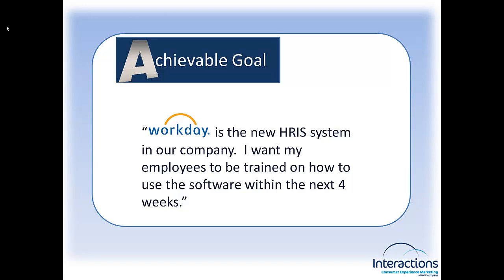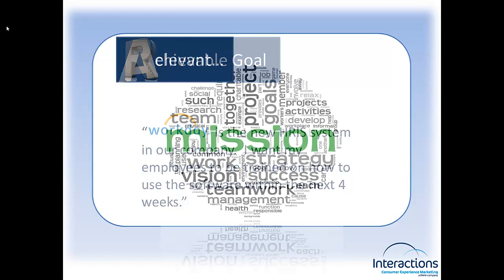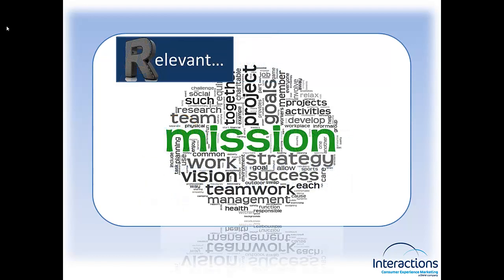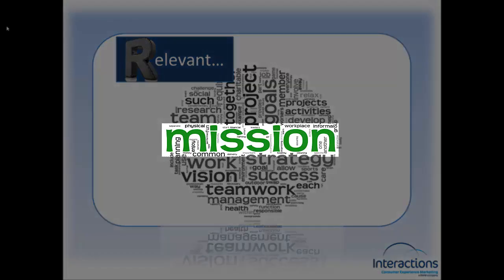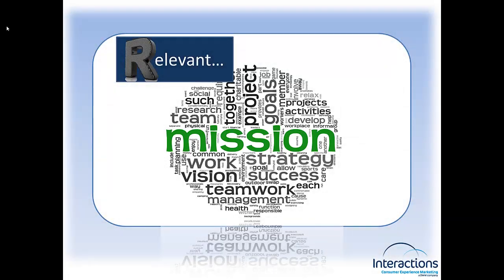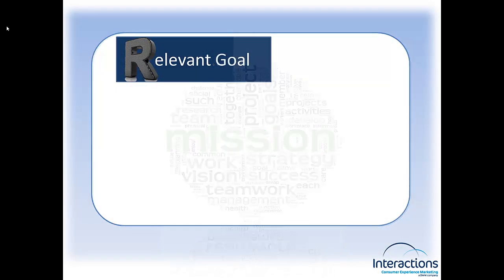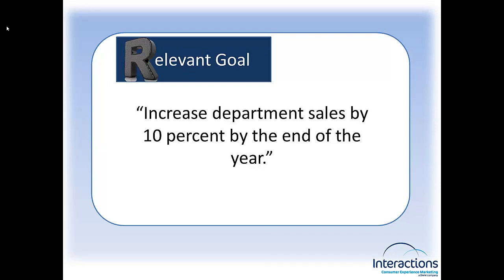Next, let's talk about the letter R. The letter R is for relevant. This means that the goal relates to the mission of the company or department. These goals should relate to your key accountabilities or have a direct link to the company's strategy. For example, the company's goal is to increase revenue by 20%. A relevant goal would be, increase department sales by 10% by the end of the year.